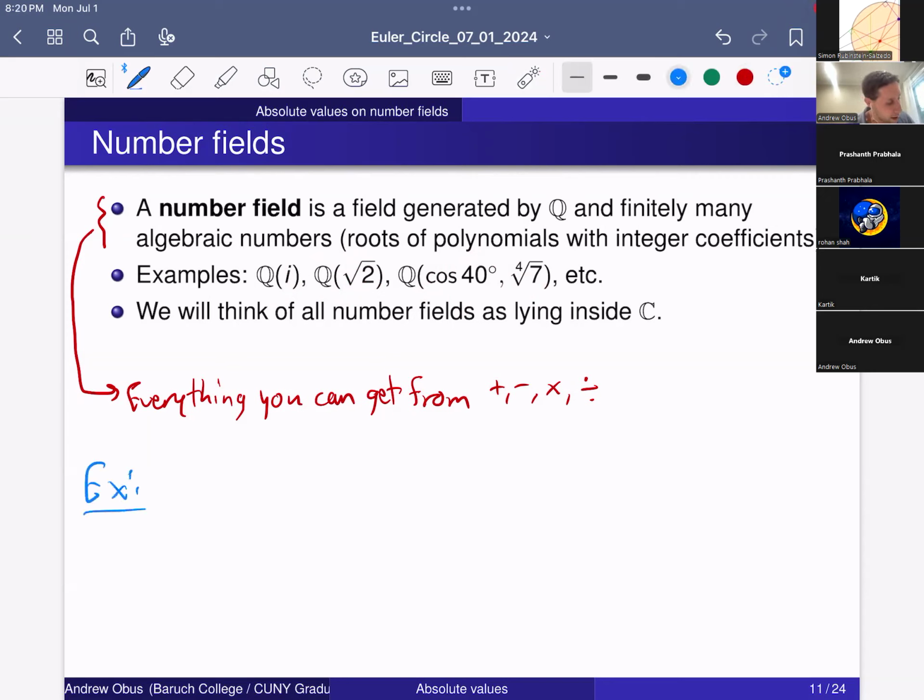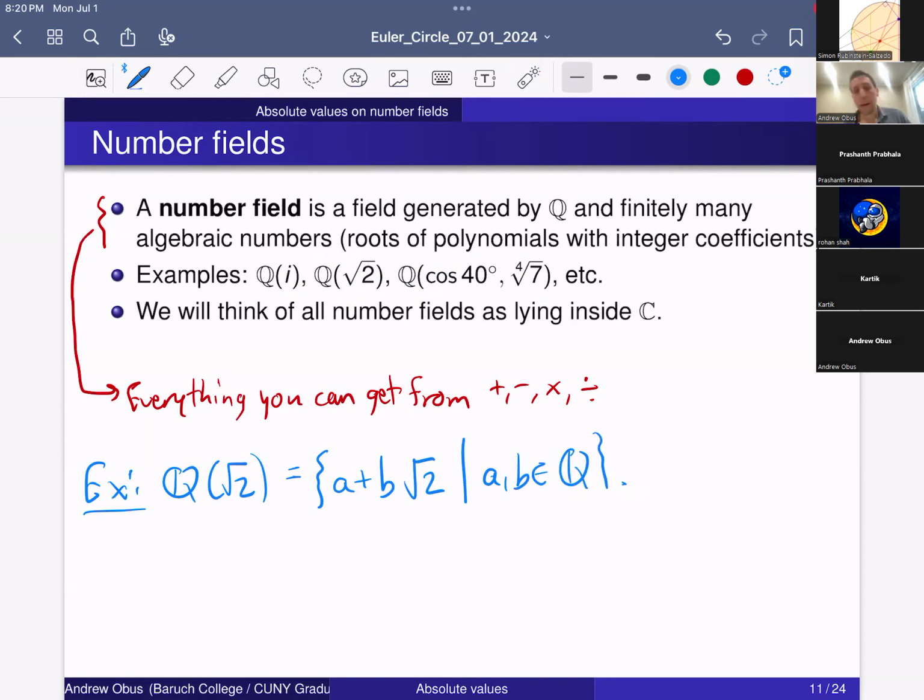And let me just write down specifically what I mentioned. So for instance, if I take Q adjoin square root of 2, this set actually just ends up being the set of all numbers of the form a plus b square root of 2, where a and b are in Q.